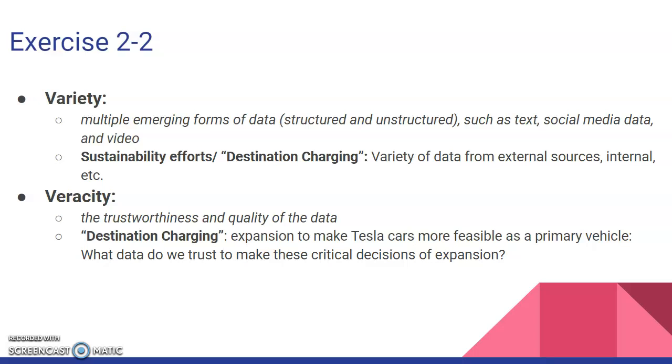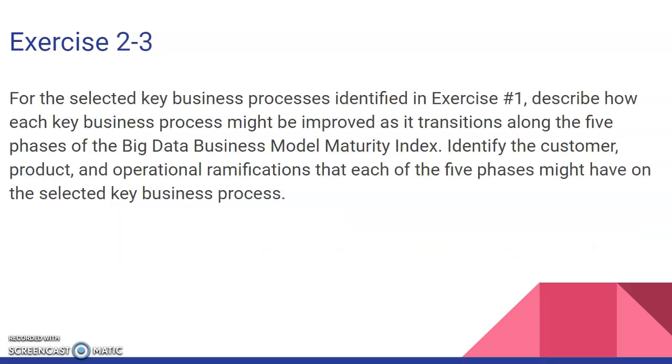All of these things can provide useful data, whether it's positive or negative, for the business analytics team to delve through. And lastly, veracity, the trustworthiness and quality of the data. So with destination charging, the expansion to make Tesla cars more feasible as a primary vehicle, we'll have to find trustworthy data to make these critical decisions on expansion and be able to convey that in a trustworthy way to consumers. And then lastly, we have exercise 2.3.